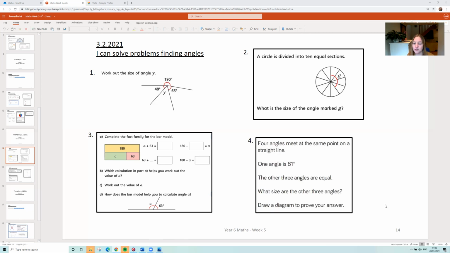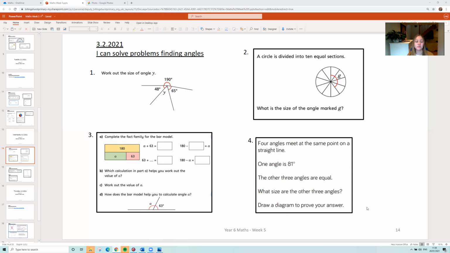And then question 4, you've got 4 angles meeting at the same point on a straight line. So your knowledge about angles on a straight line. One angle is 81 degrees, the other 3 are equal. What size are the other 3 angles? And here we want you to draw a diagram to prove your answer.